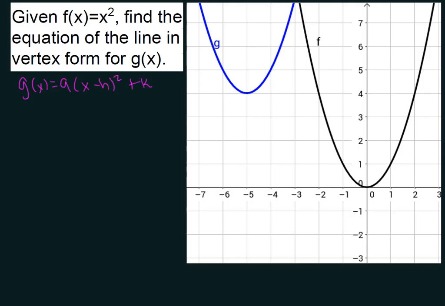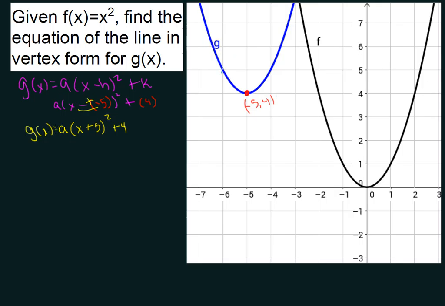So the first thing that we need to do is find the vertex of g, which is right there at negative 5 and 4. So we're going to plug in negative 5 here, and then 4 here. We get a times x minus a negative 5 squared plus 4. Cleaning that up, this turns into a big old plus sign, so we get x plus 5, quantity squared, plus 4. We still don't know what a is, so we're going to leave it there, and then we have g of x. So this is the first way that I'm going to show you how to do this.